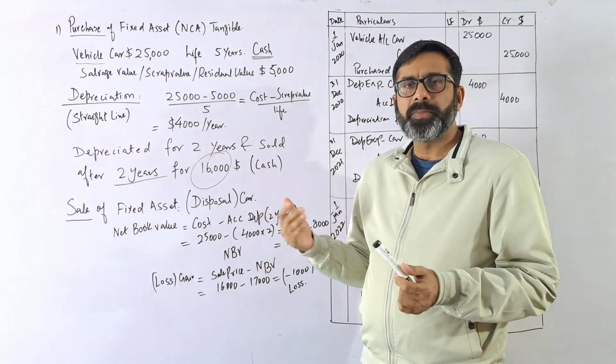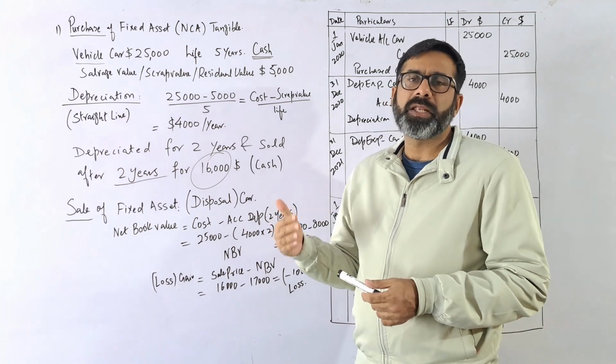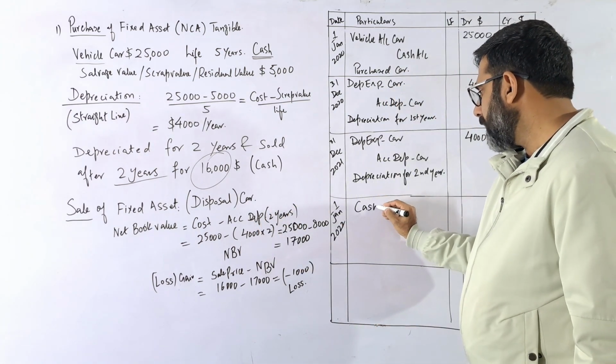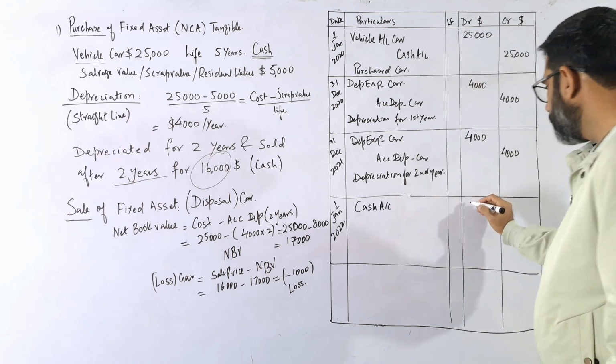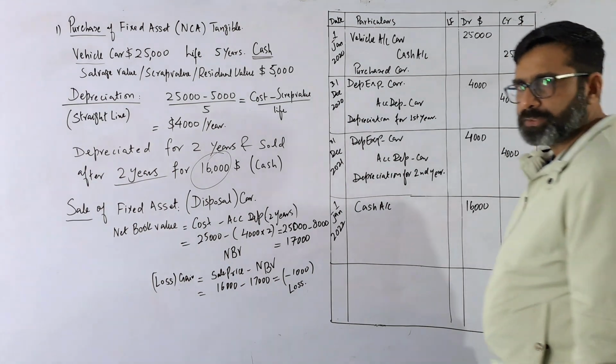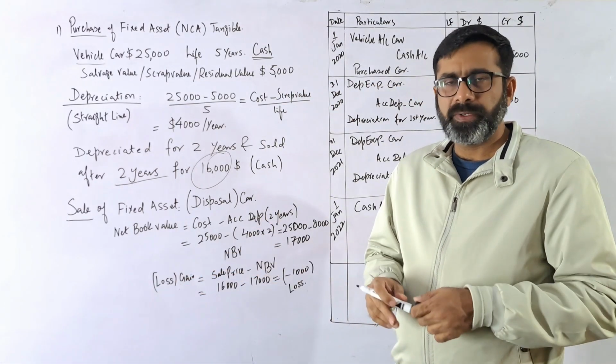So it is very simple. The cash is an asset and it will be increasing, so that will be debit. So we write here the cash account. How much? That is 16,000. It is very simple, and the business is receiving cash, so that will be debit.